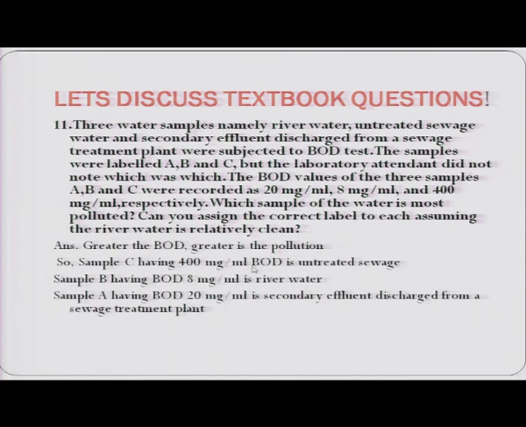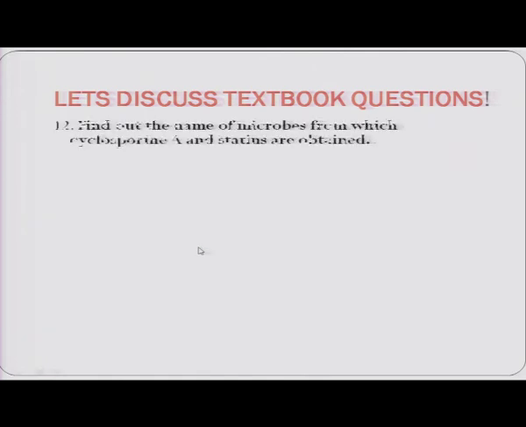Greater the BOD, greater is the pollution, you will remember this, and if such questions come, you can relate the samples with their respective water. Sample C having 400 milligram per ml BOD is untreated sewage. Sample B which is having BOD of 8 milligram per ml is river water which is relatively cleaner, and sample A having the BOD of 20 milligram per ml is the secondary effluent which is discharged from a sewage treatment plant. So, let us move on to the next question.